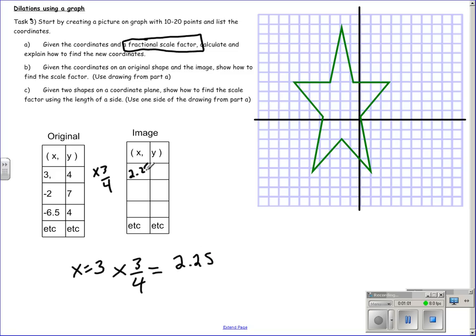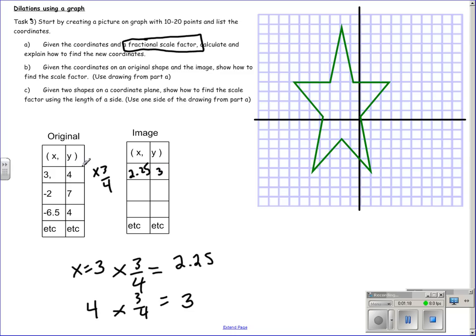You're going to do the same thing with the y coordinates. What's my y coordinate to begin with? 4. So my y value is equal to 4. I'm going to multiply that by the scale factor I chose. 4 times 3/4 is going to be equal to 3.